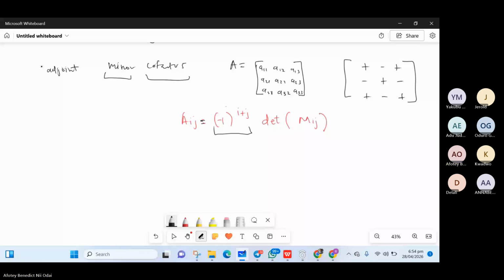Let's see. Okay, so let me use this example. Let me see for this one instead. Yes, so this makes more sense. So let's take a look at what the minors and the cofactors are first.